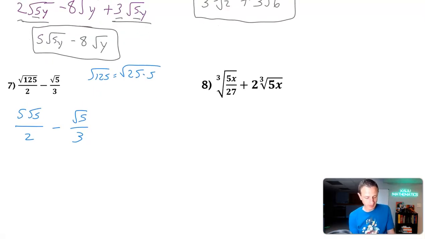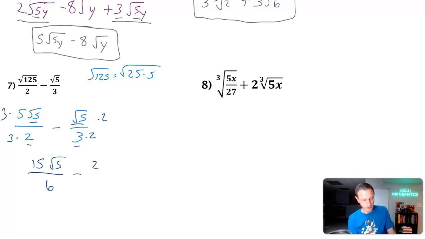Now I notice that I have these radicals that are the same, but the denominator is different. So I'm not able to just do 5 root 5 minus 1 root 5 because the denominator is different. The fraction rules still apply here. So I have to get an LCD of 6. So I'm going to multiply this by 3, multiply this by 3, multiply this by 2, multiply this by 2. So that's going to be 15 square root of 5 over 6 minus 2 square root of 5 over 6.